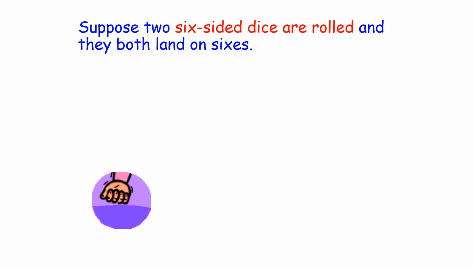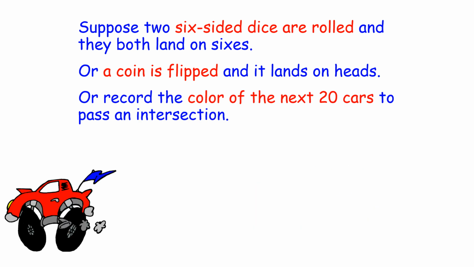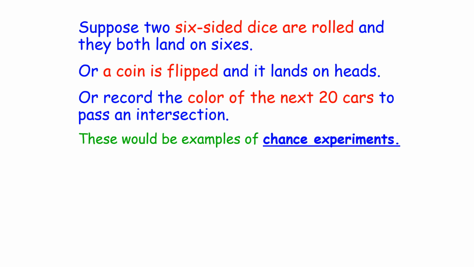In this video, we're going to be talking about chance experiments and events. So suppose two six-sided dice are rolled, and they both land on sixes. Or a coin is flipped, and it lands on heads. Or record the color of the next 20 cars to pass an intersection. These would be examples of chance experiments.